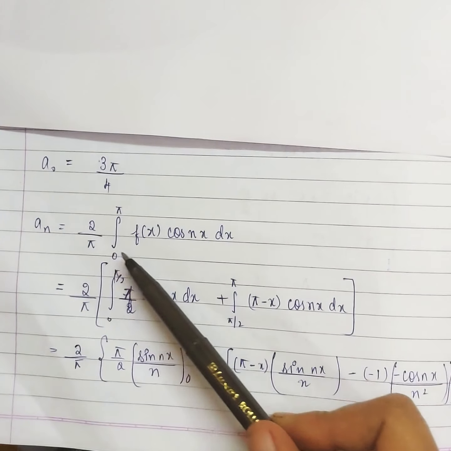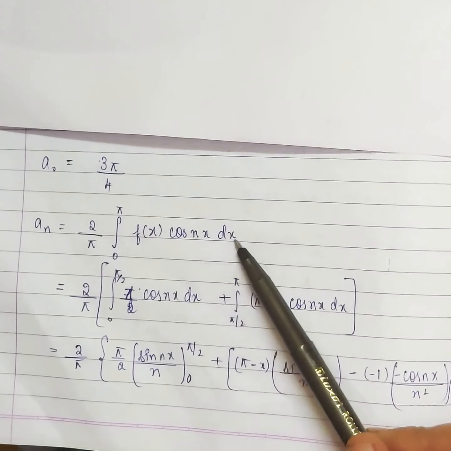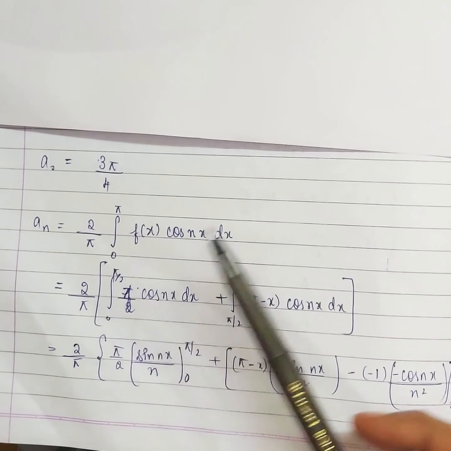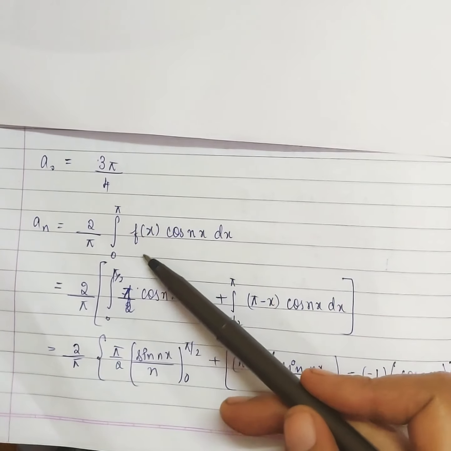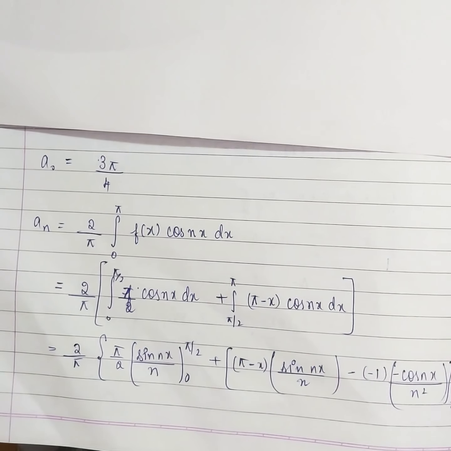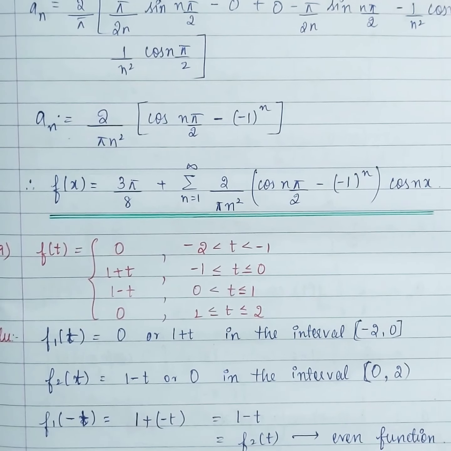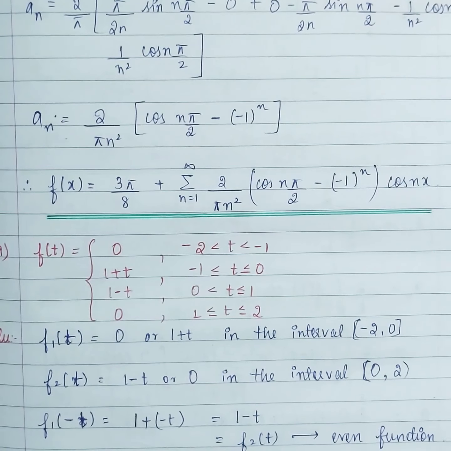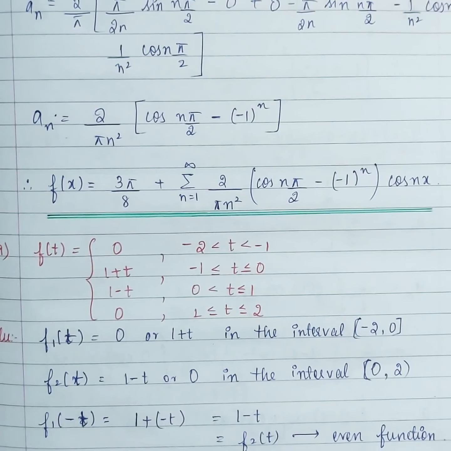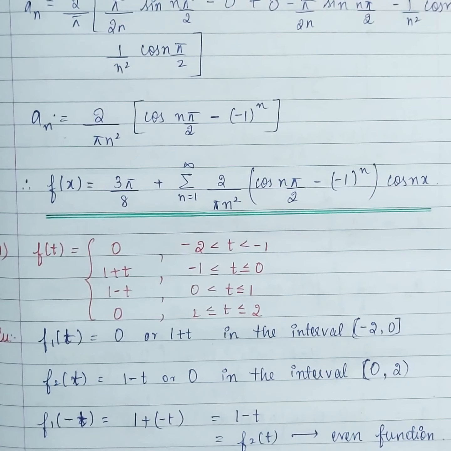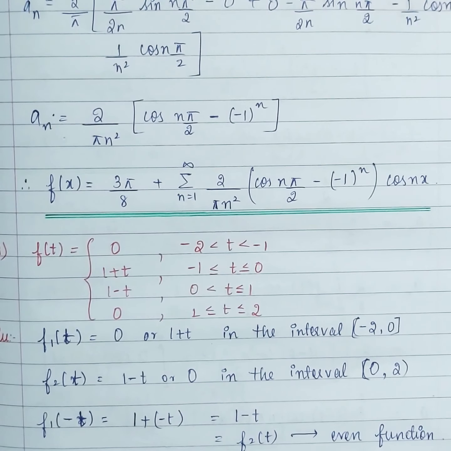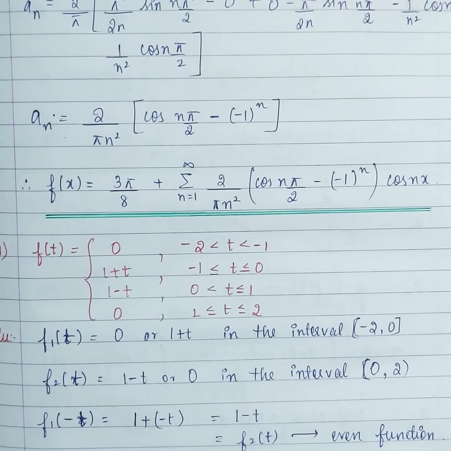And an is 2 by pi integral 0 to pi f of x cos nx dx. Same thing. For the first function, you will substitute the constant pi by 2. And for the second function, you will substitute pi minus x. You will find an also. After simplifying, we will get this value of an. I am not showing the simplification because in all the previous problems we have done the simplification completely. Now you can practice these problems on your own.